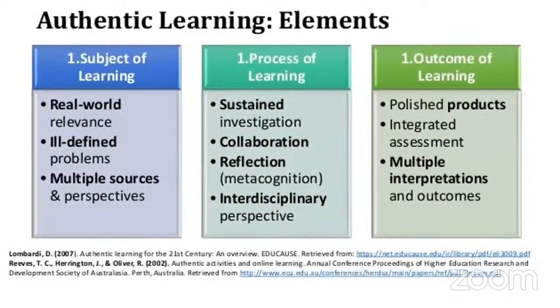So how can we do this learning? What are the elements we can see? First of all, the subject of learning has to have real world relevance. There should be a problem, and then multiple choices, and we have to give learning resources. And then investigation, collaboration, reflection, and interdisciplinary work. The outcome of the learning will be that they can publish their work, integrating it, and other outcomes. So we can measure the outcome.